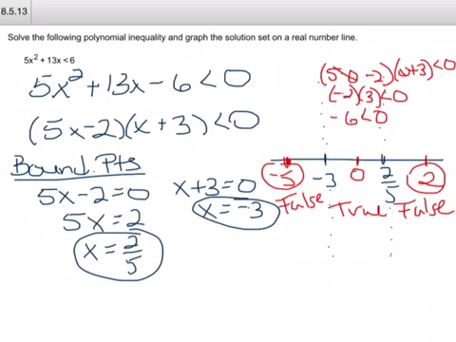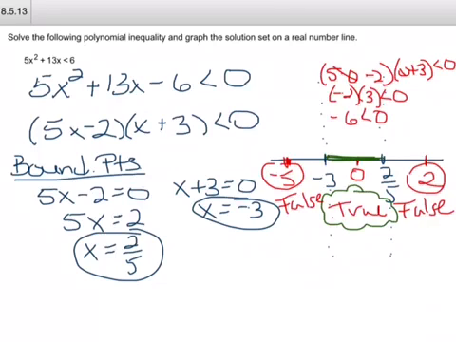Okay, we always want to answer wherever the true columns are. So in this case, our true column is here in the middle. And this column stretches from negative 3 all the way up to 2/5. So this is our column right here. Now the last two things that we need to do are state what that interval is and finish up our graph on the number line.